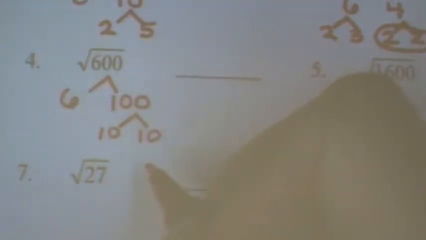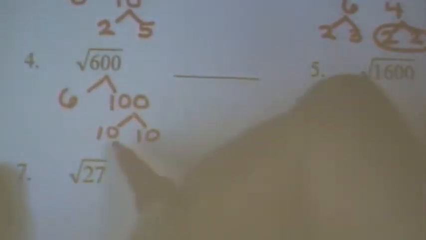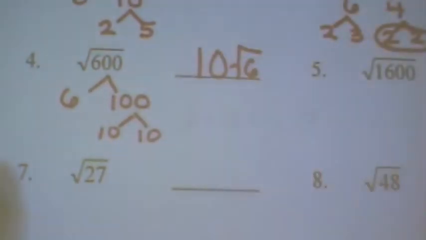Now I heard 60 and 10. Or am I bad at 60 math? Or you could do 6 times 100, and 100 is 10 times 10. So you could think of it that way. That's a perfect square, 10 times 10. So it's 10 root 6.